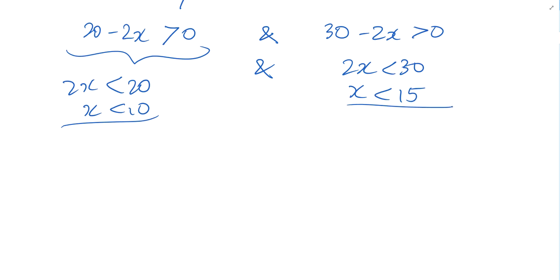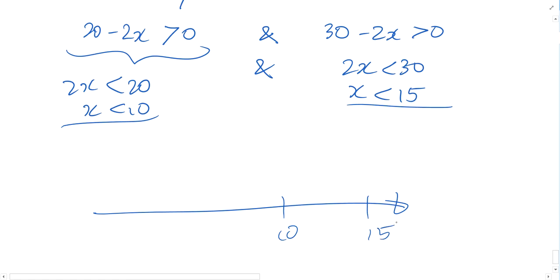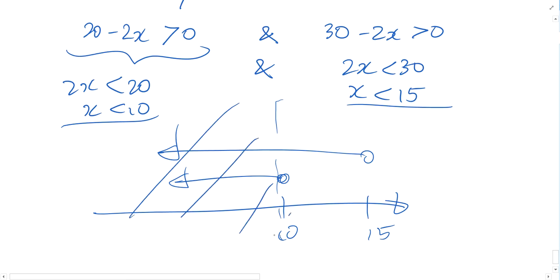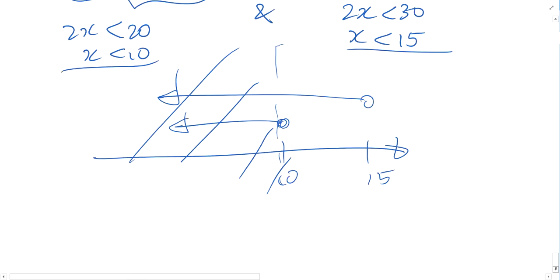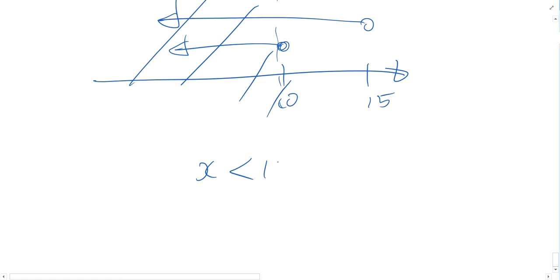You can do it mentally or you can draw it out. This is 10, this is 15. I've got x is less than 10, x less than 15. Where they intersect must be my answer. So x is less than 10. At the same time, it is greater than 0. So this is how we get B part 2.